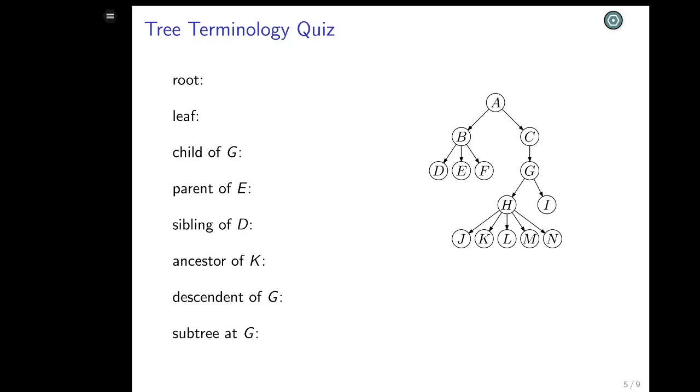What is the root of this tree? Thank you. What is the leaf of this tree? Everything down at the bottom. E, E, F. What do we have? I, J, K, L, all the way down. Child of G? Why not C? I agree with you, 100%. But why not C? My grandpa's not my dad.